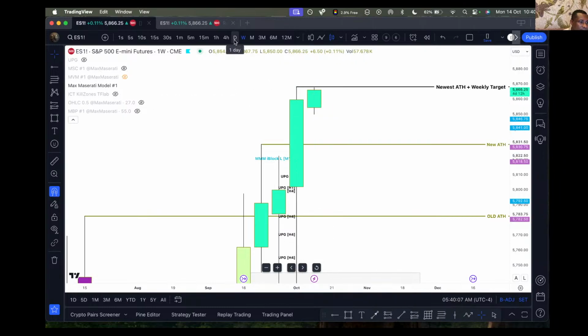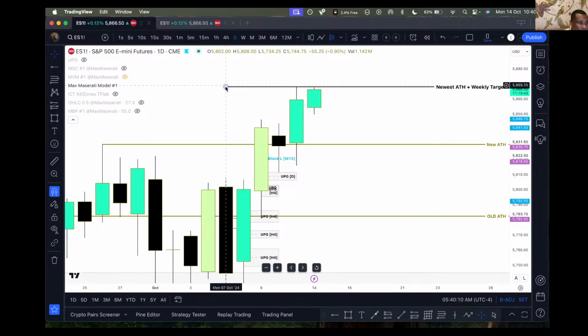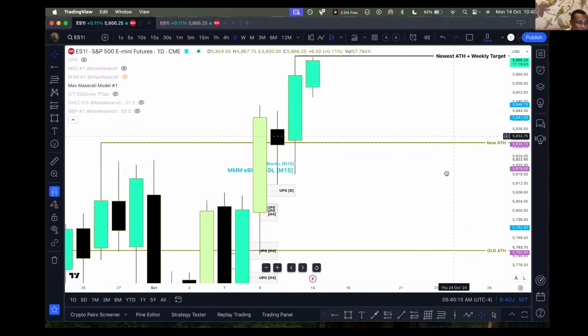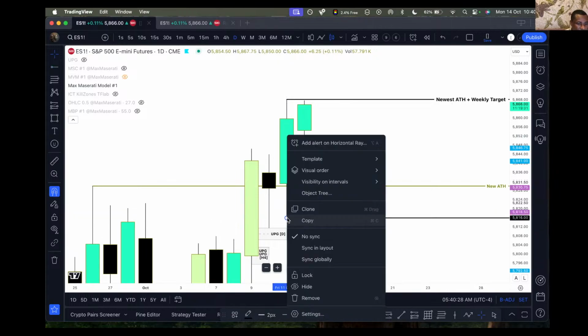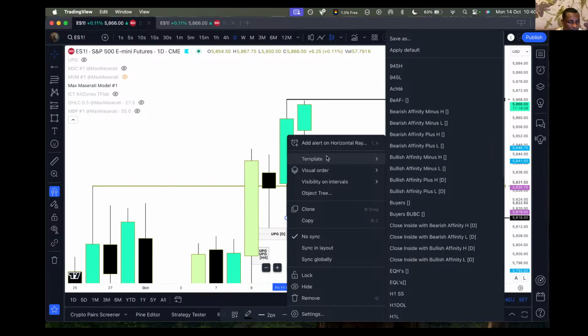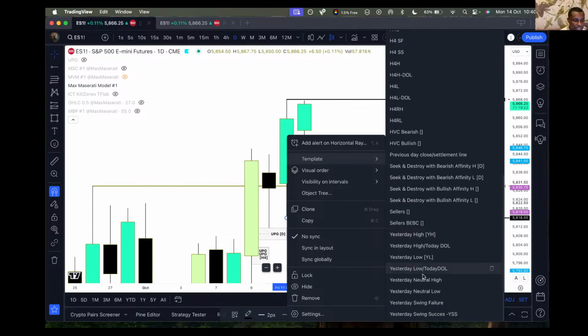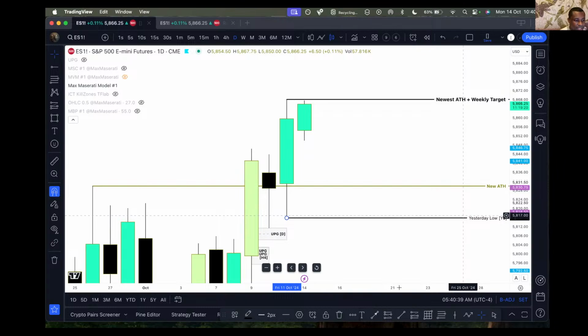So on the daily, let's go on the daily. On the daily, this is our newest all-time high, and the previous day closed with a bullish body close. Let's just mark it out, and then delete this. So this is our day. Since we have a bullish body close, now we're going to define our MMM bias. Since we have a bullish body close, we'll be marking this level, the yesterday low, and then when did price push?